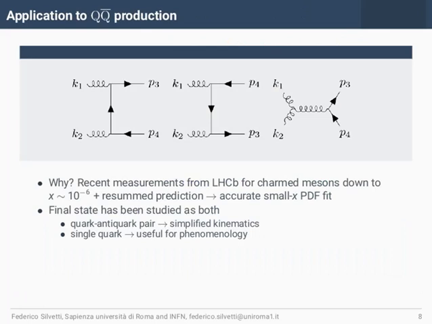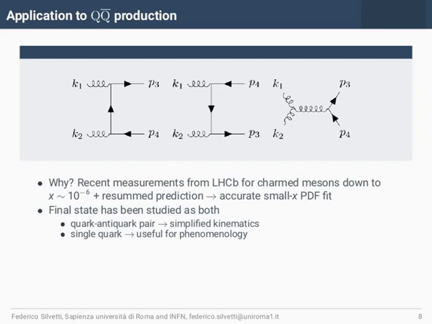Heavy quark pair production was chosen as a practical application, as the LHCb 7 TeV data includes accurate measurements for charmed meson production for x as small as 10 to the minus 6. So the computation was carried out in two steps. First, the off-shell coefficient function was obtained by evaluating the three diagrams above with off-shell incoming gluons. Then, the resummed prediction was obtained by taking the convolutions with two evolutors as shown in the previous slide.